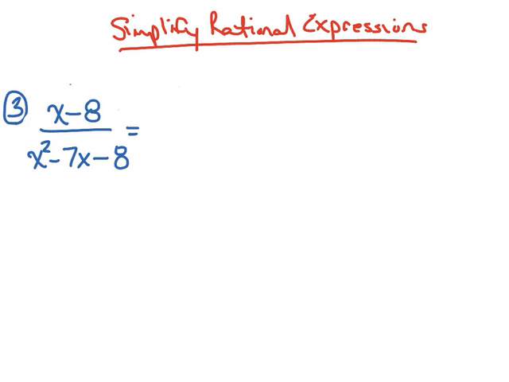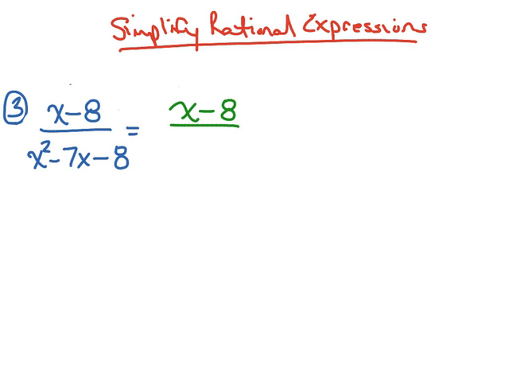Alright, third example. We've got x minus 8 as our numerator and x squared minus 7x minus 8 as our denominator. Again, what we want to do is factor both the numerator and the denominator. Well, in this case, x minus 8 has no GCF. I can't factor it. Therefore, I'm going to leave it as x minus 8. Again, x minus 8 cannot be factored.